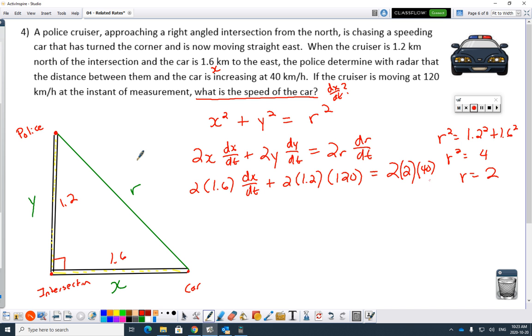Maybe you'd like that better as distance. The distance between the two cars. I threw in R because of trig. R usually represents the distance, the hypotenuse of the triangle. So that's why I used R there. But maybe D is better.